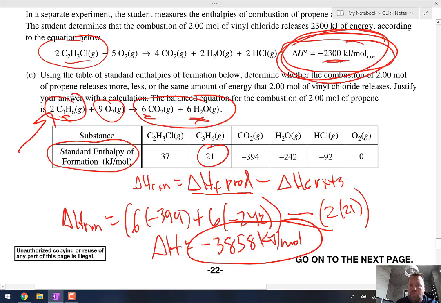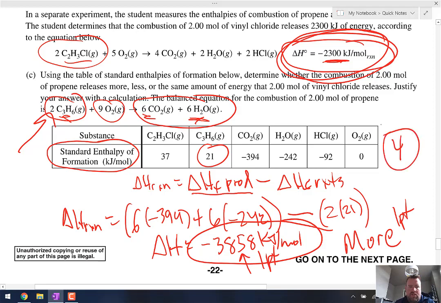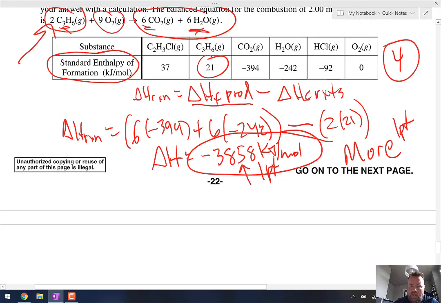It only released 2,300 kilojoules of heat per mole. The propene releases 3,858 kilojoules per mole. So it certainly releases more. Okay, and that was a 2-point response. 1 point for saying more, and then another point for having the correct answer. Okay, and so there are your 4 points. Part C there is the 2-point answer.